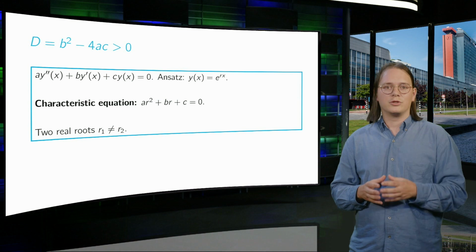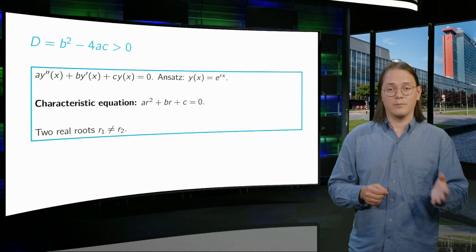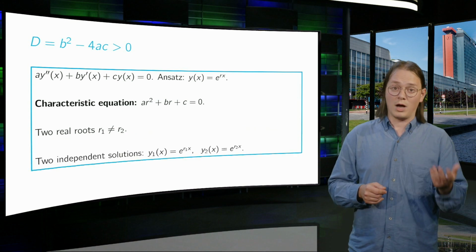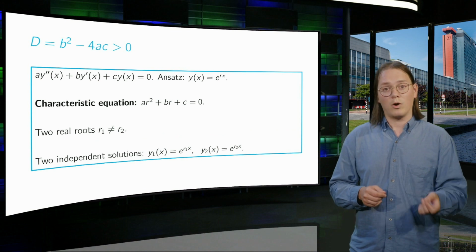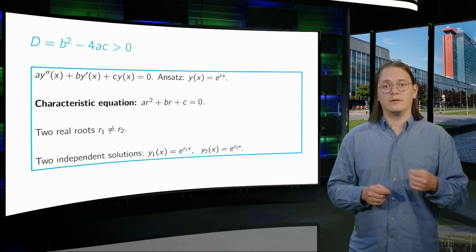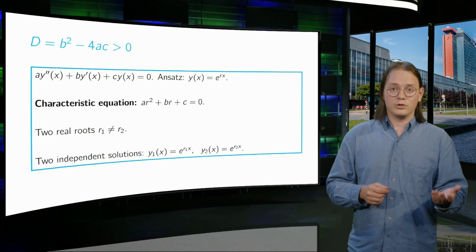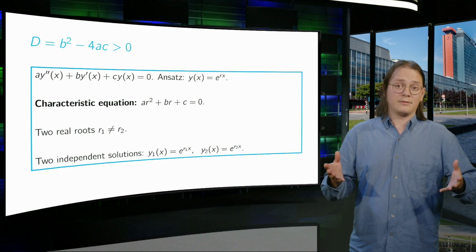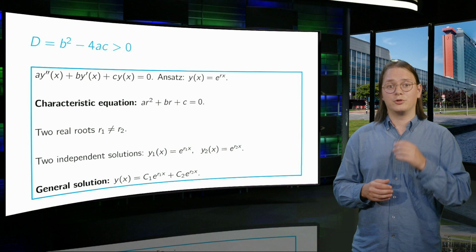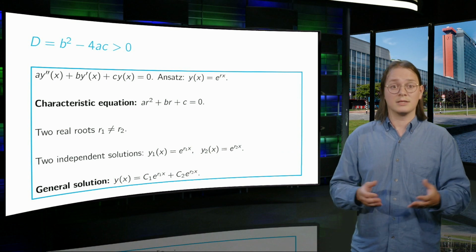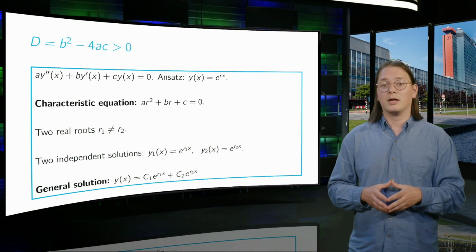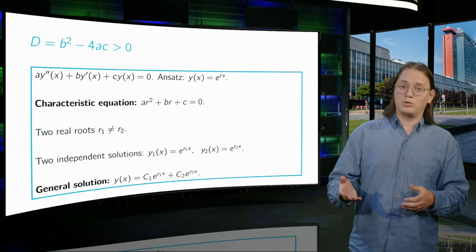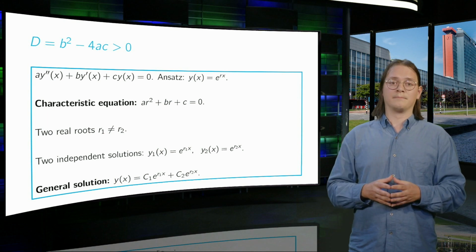Since we tried a solution of the differential equation of the form e to the power rx, this means y1, which is e to the power r1x, and y2, which is e to the power r2x, are solutions of our differential equation. In fact, we are done now, as the general solution of our differential equation can be written as y of x equals c1 e to the power r1x plus c2 e to the power r2x.